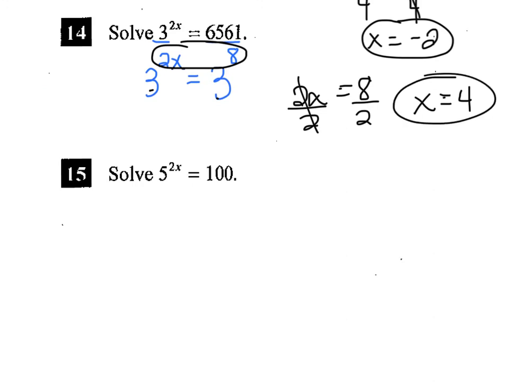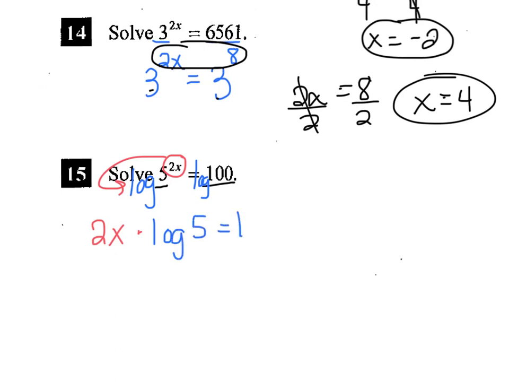Very last one, we have 5 for a base. We want to try to write 100 with a base 5. Unfortunately, we can't do that. So we're going to take the log of both sides. That allows us to take that exponent and bring it out front. So it's 2x times log 5 equals log 100.